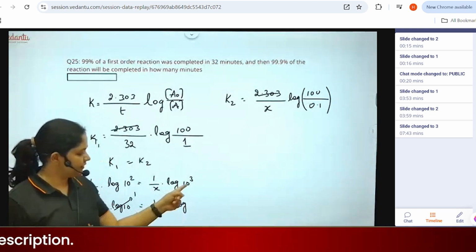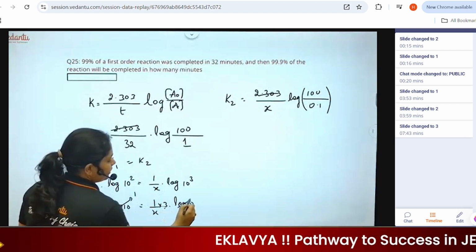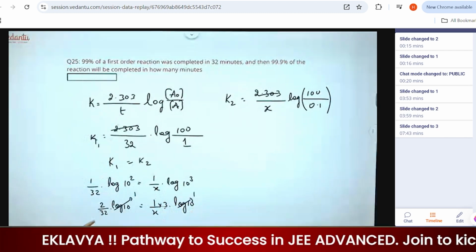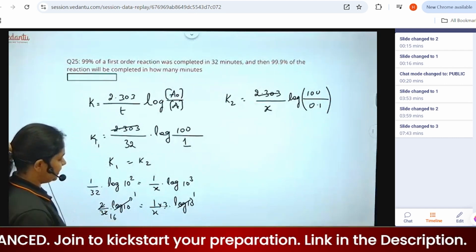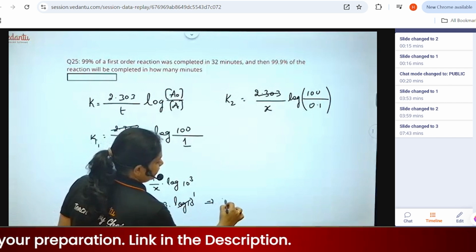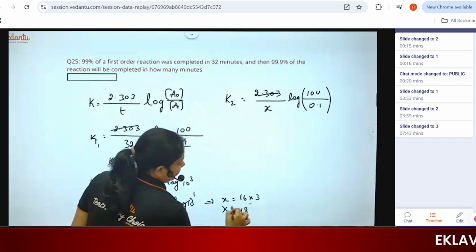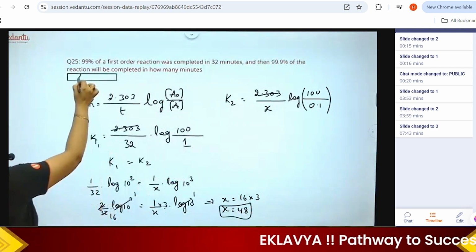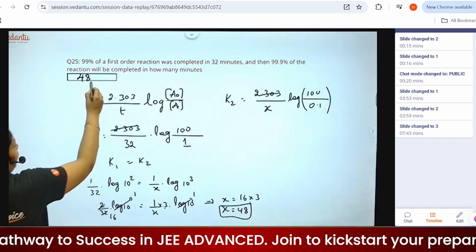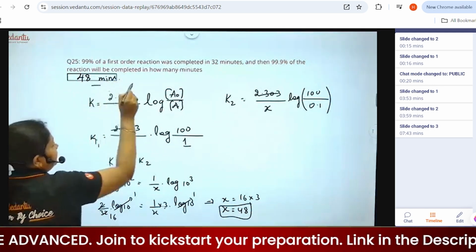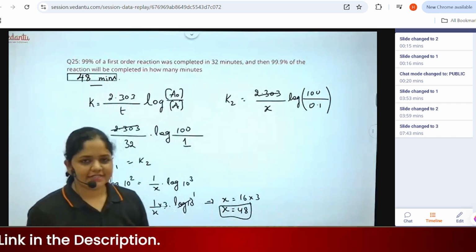So log of 10 to the power x is equal to x log 10. So here log 10 again is 1. So in this one, if I solve for x, how much is that? This is 1 by 16. So x is equal to 16 into 3. So x is 48. So this is the answer here, 48. So how many minutes does it take? 48 minutes. It will take 48 minutes to complete 99.9%. I hope it is clear. Good luck.